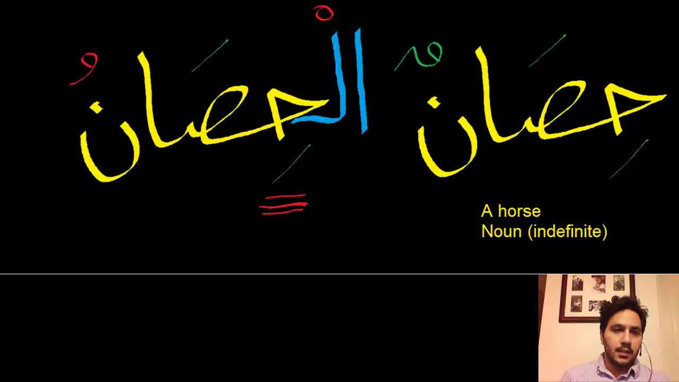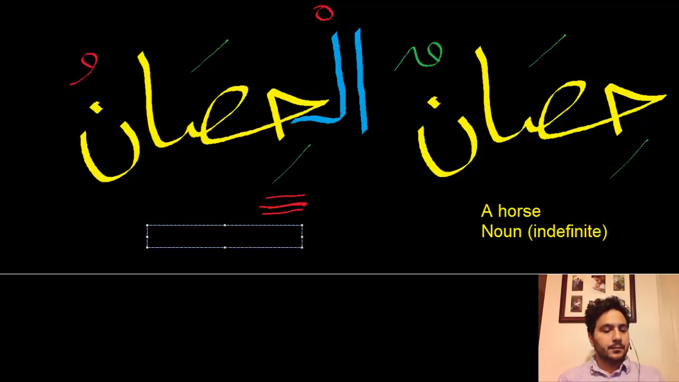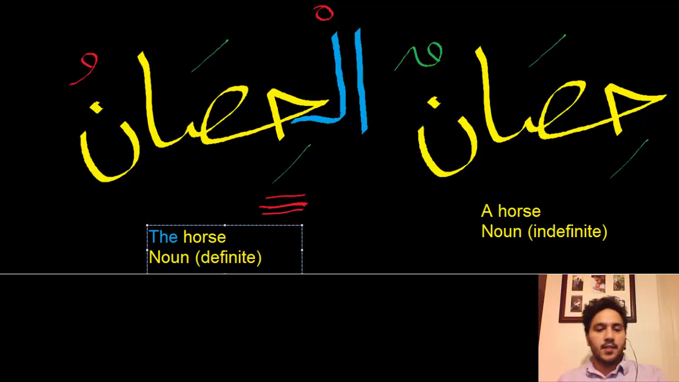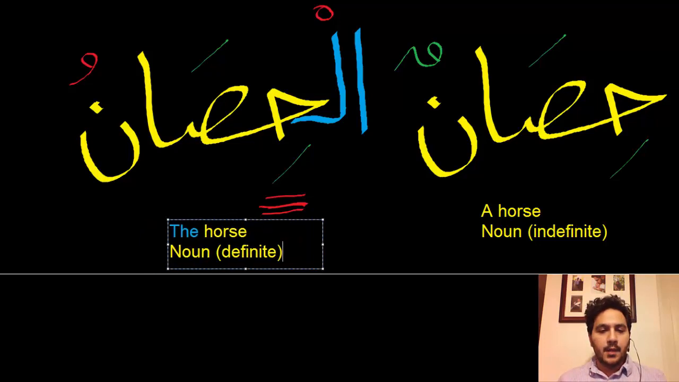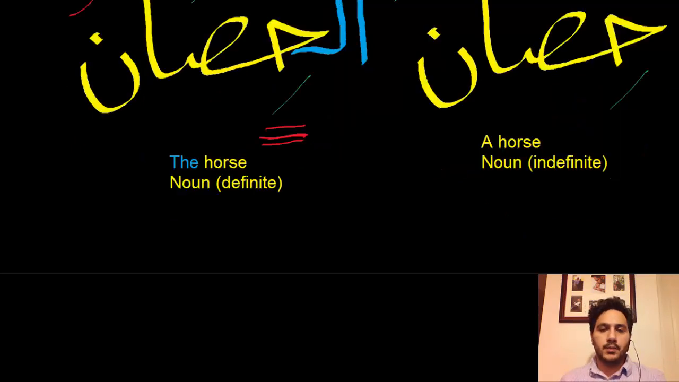Okay, in English, that would be the horse, and we're still a noun, but this time we say we have a definite noun. Okay, so far we've been dealing with words that begin with moon letters. Let's try a word that begins with a sun letter and see what happens when you add al-ta'rif to it.